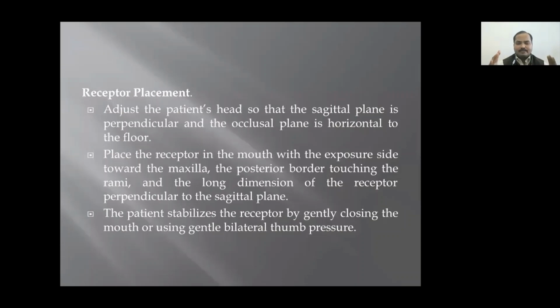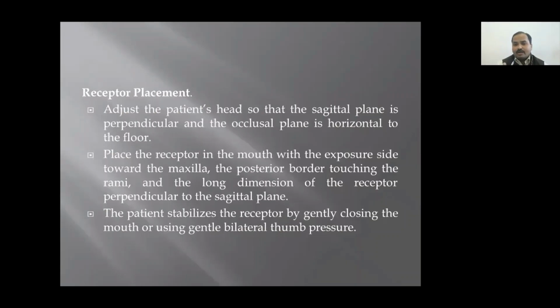So we are making the patient sit in such a position. Then the receptor is placed in the mouth with the exposure side towards the maxilla, as we are talking of a maxillary projection. The posterior border will be touching the ramus of the mandible, because we have to place the occlusal film as far as possible into the oral cavity.